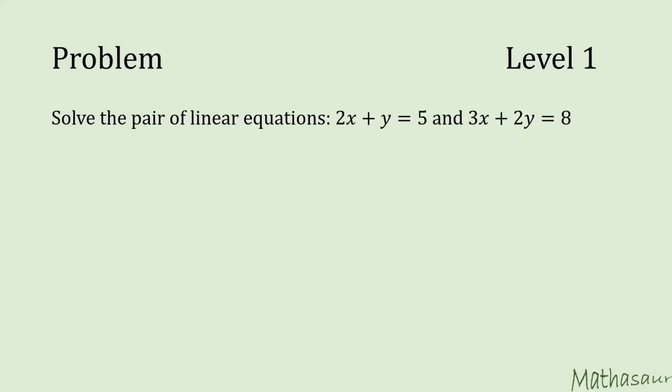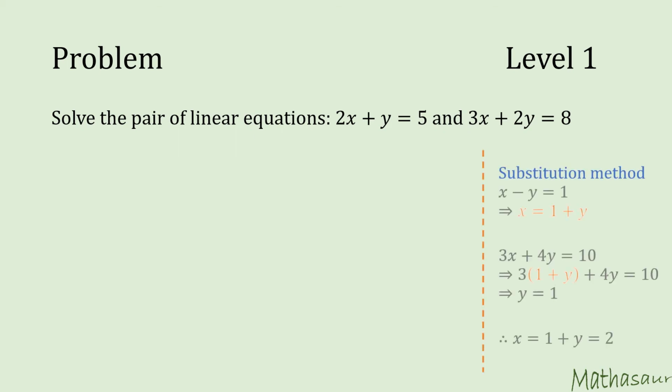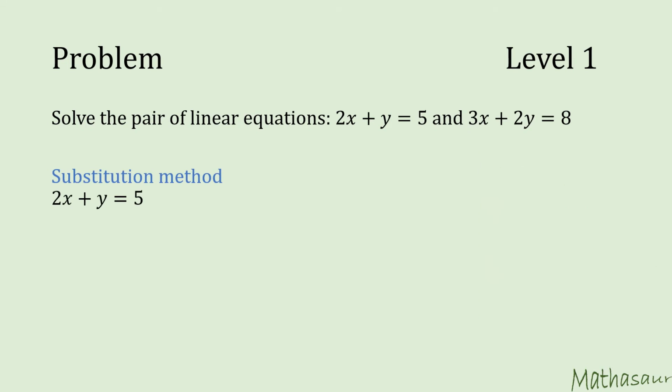Let us look at a few problems. Solve the pair of linear equations 2x plus y equals 5 and 3x plus 2y equals 8. Let us try to use the substitution method. Let us quickly recall that we found one variable in terms of the other and then substituted this value in the other equation. So let us take the first equation 2x plus y equals 5.